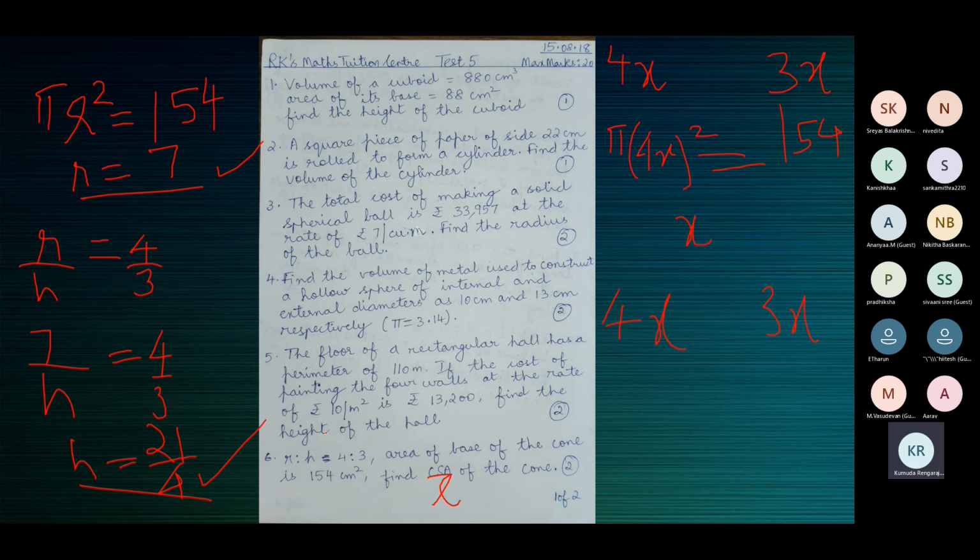All of you find L using the values of R and H. You know, H is 21/4, R is 7. Find L. How do you find L, children? What's the relationship between L, H, and R?